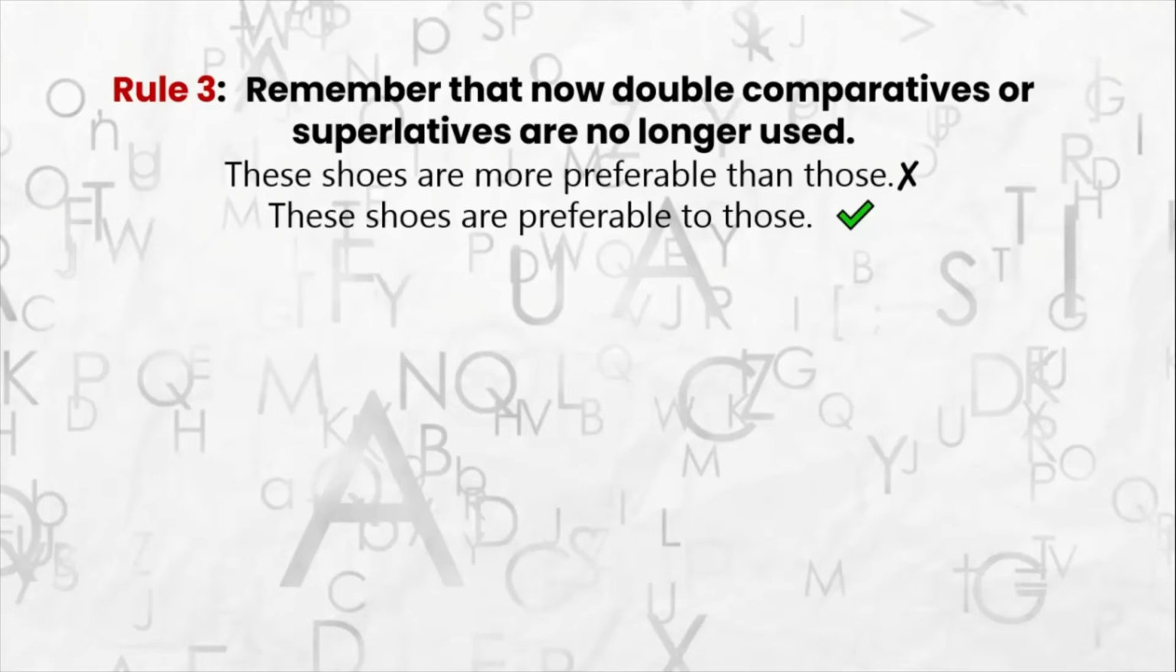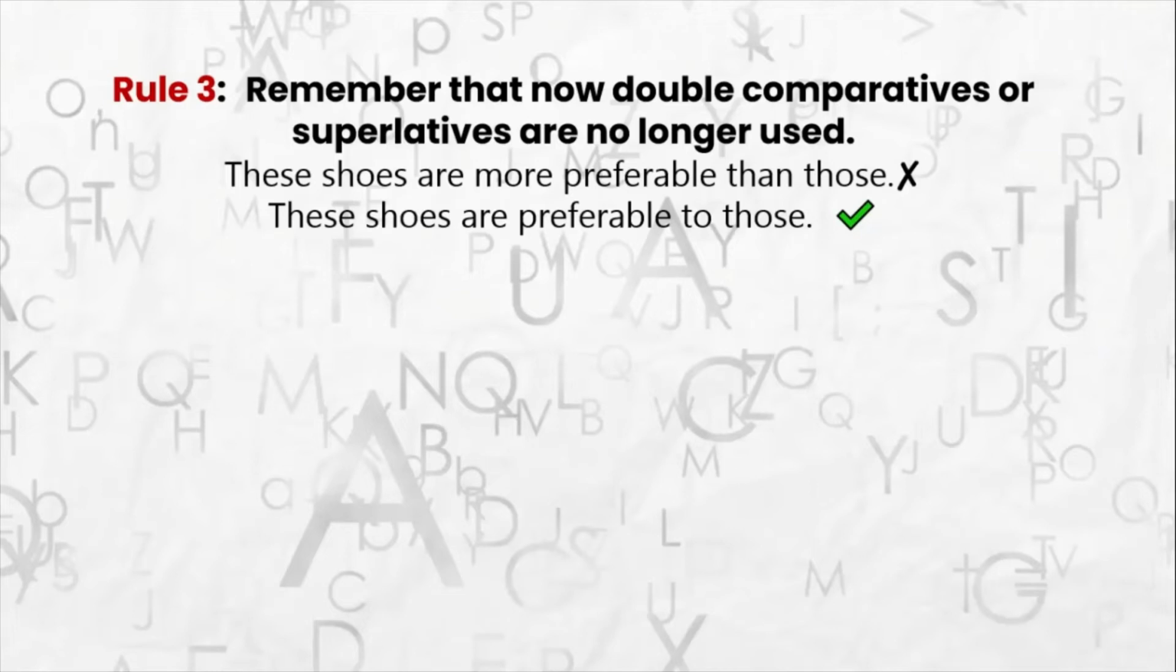There is some kind of change or the other which keeps on happening as far as language learning is concerned. At one particular point of time, maybe we could make use of double comparatives or double superlatives, but nowadays that is not preferred. So they are not used. These shoes are more preferable than those. There is no need to say more when you're saying preferable. So that will be marked as not very correct.